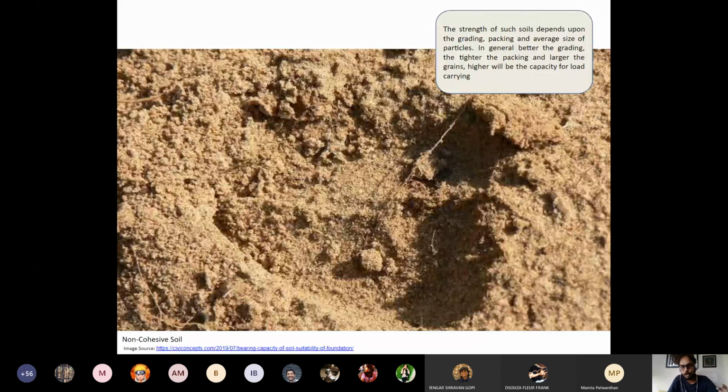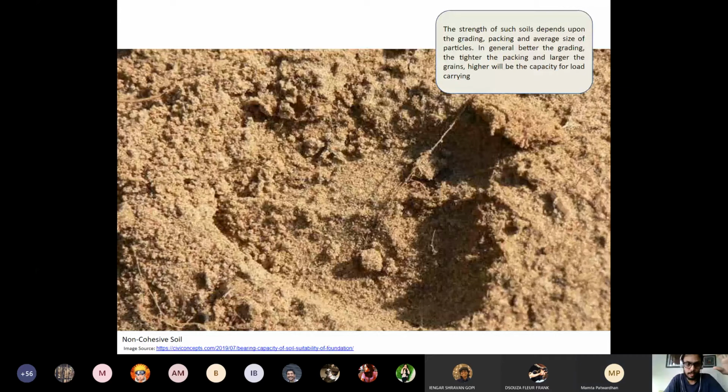The strength of this soil depends upon the grading, meaning the grades of aggregates that are there, the packing, and average size of particles. In general, the better the grading, the tighter the packing and the larger the grain, the higher is the capacity for load carrying in such soils.